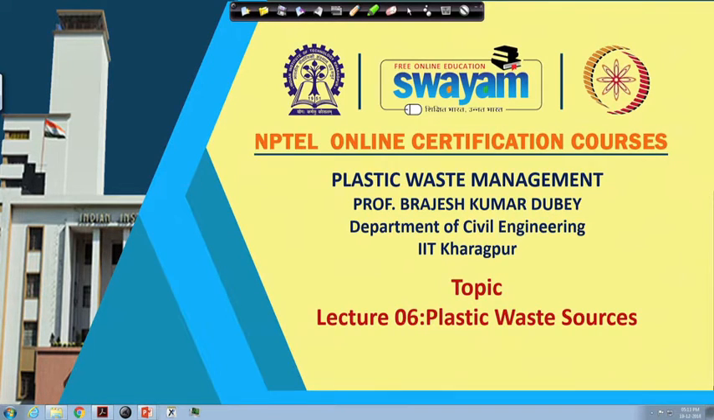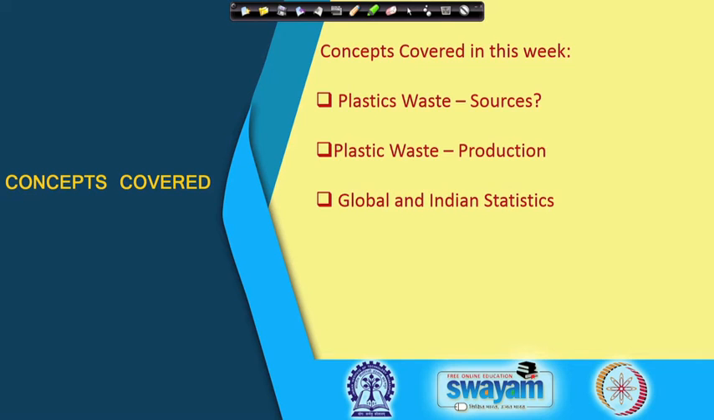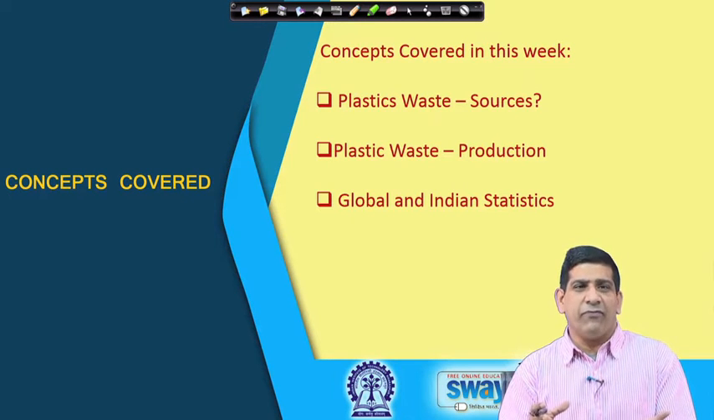Now we will start getting into what is plastic waste, what are the sources associated, production, and global and Indian statistics in terms of how much plastic waste is being produced, and out of that how much is coming from the Indian scenario and how much from the global scenario. You will see lots of data in the form of tables, mostly in the form of figures.